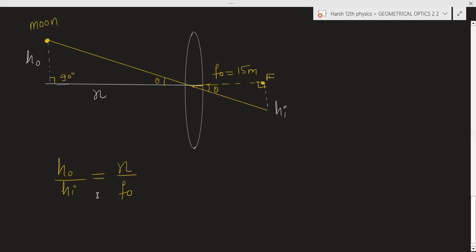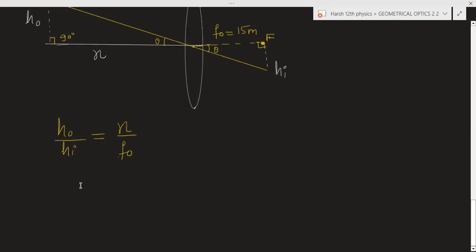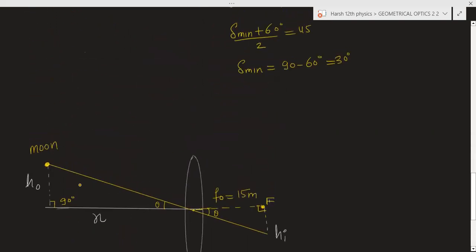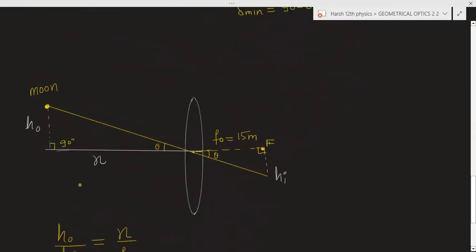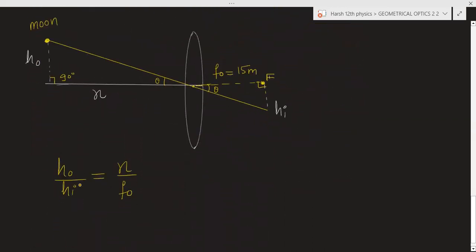Means the height of the image you want to find. You can find it, since the height of the object will be the radius of the moon. What is the radius of the moon? Just tell me. Radius of the moon.